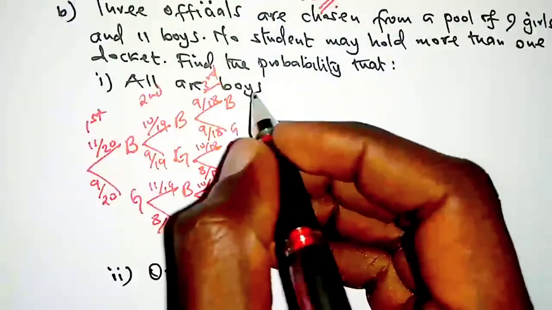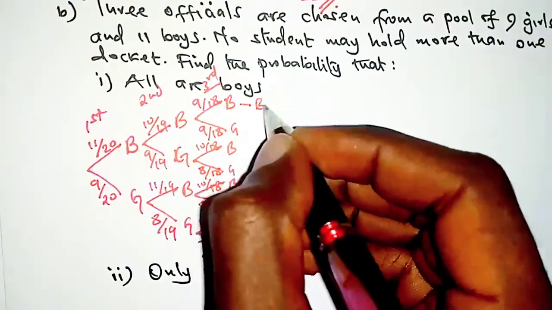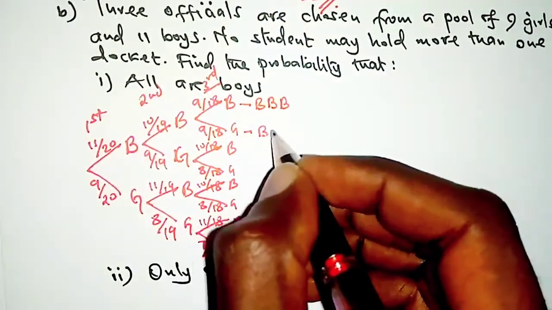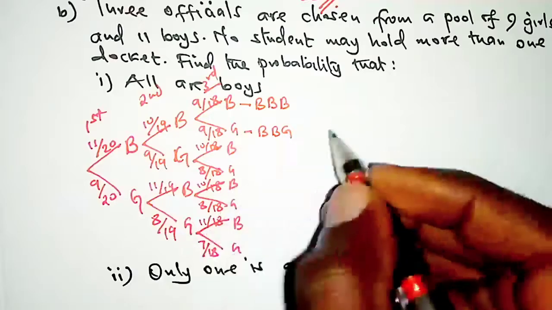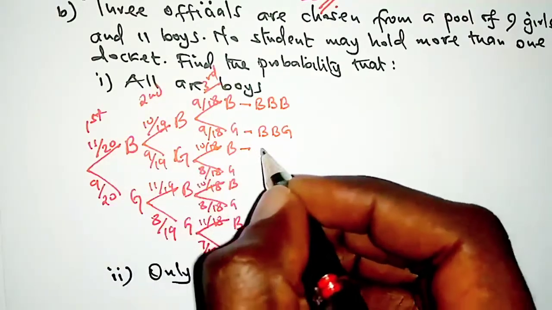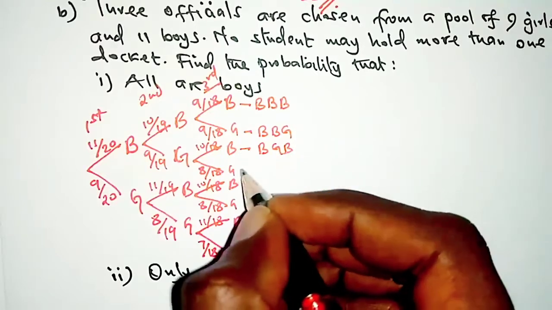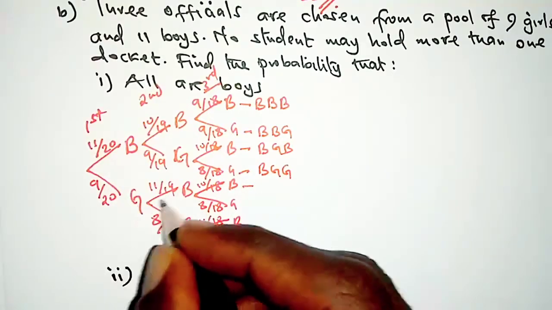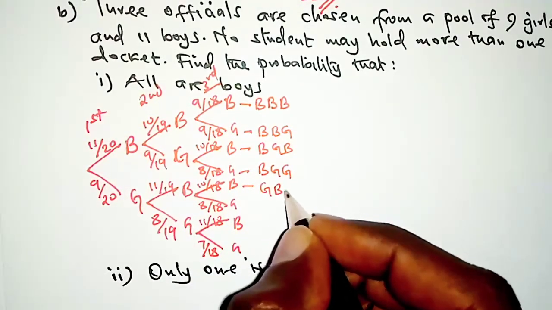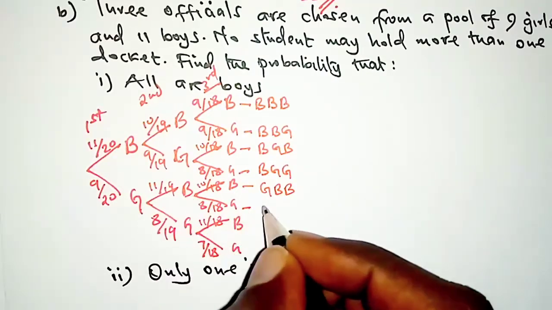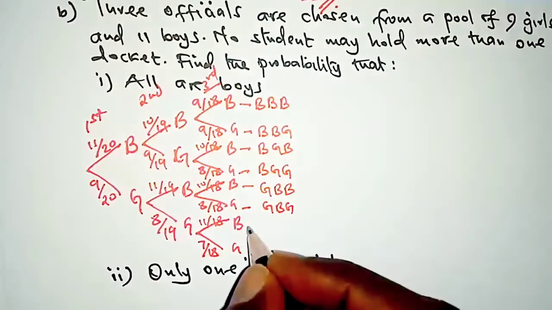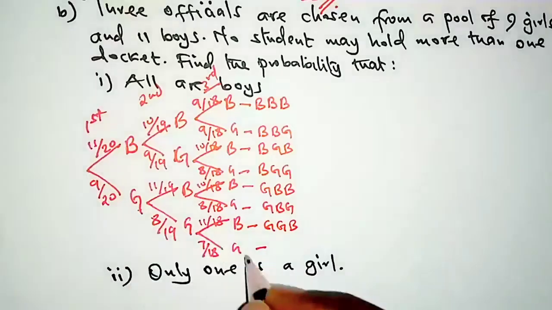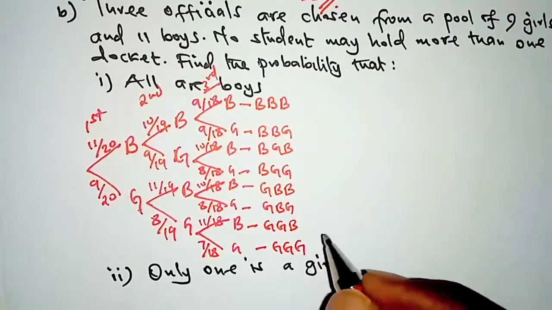So the list of possible outcomes are: a boy in the first selection, a boy in the second, and a boy in the third. Here a boy, boy, and a girl following this path. And then you have a boy, a girl, and a boy. Here we have boy, girl, girl. Here, girl, boy, and a boy. And then girl, boy, and a girl. Here we have a girl, girl, and a boy. And lastly, a girl, girl, and a girl.